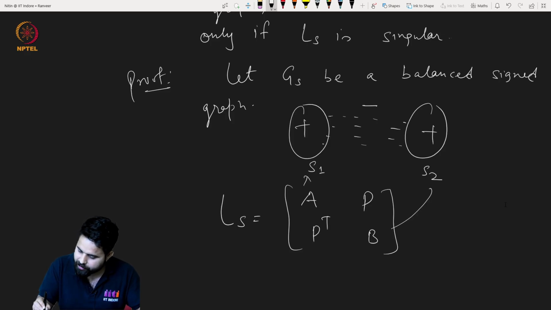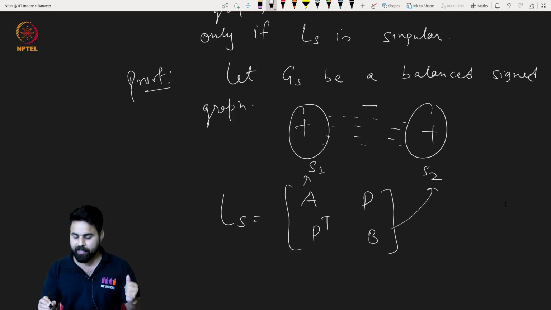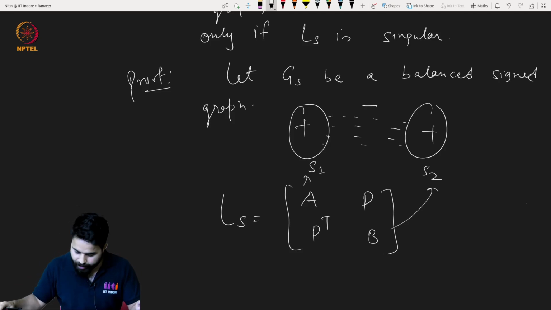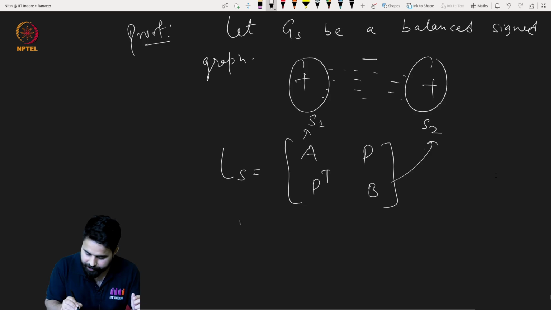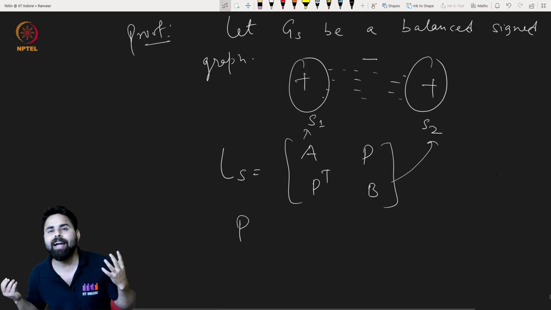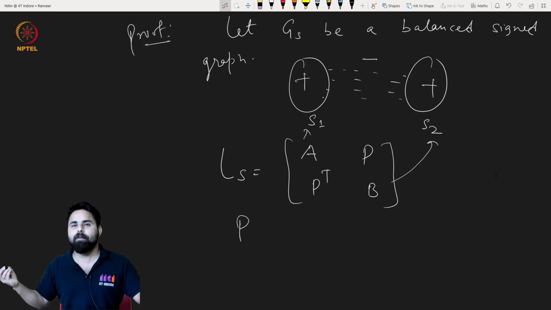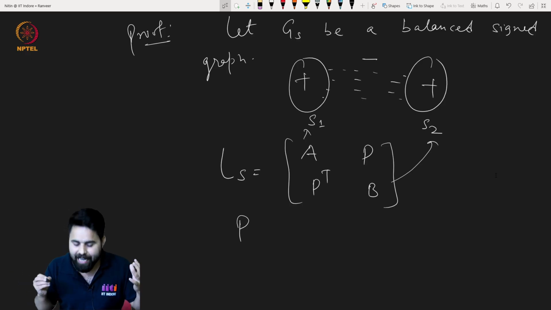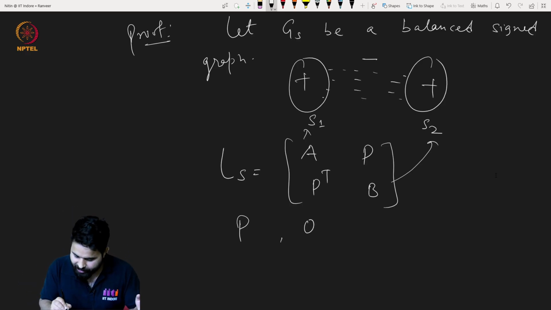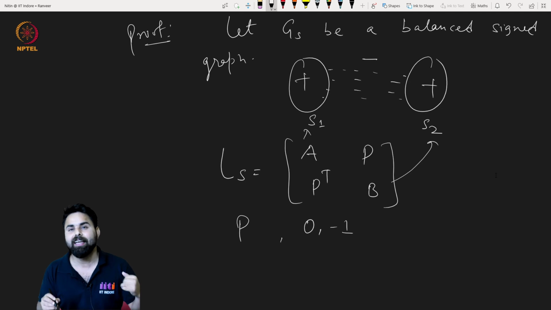Okay, so B is corresponding to S2, A is corresponding to, okay. Now if you see carefully, P has only 0, 1 entries, right? 0, 1 entry. Okay. Remember the definition of the Laplacian matrix of a signed graph.